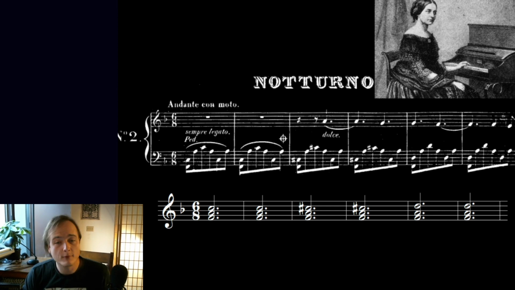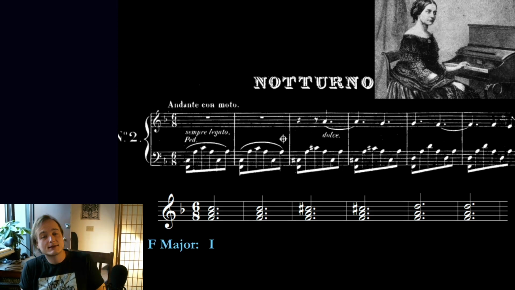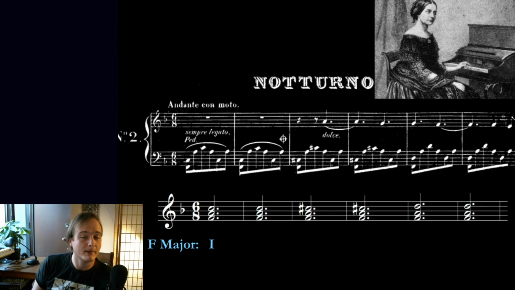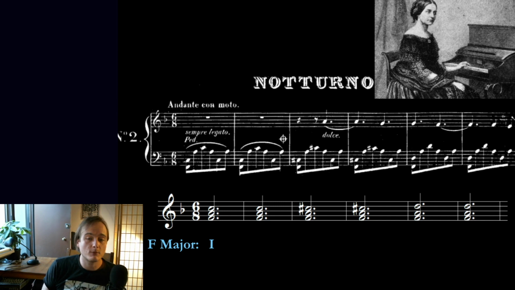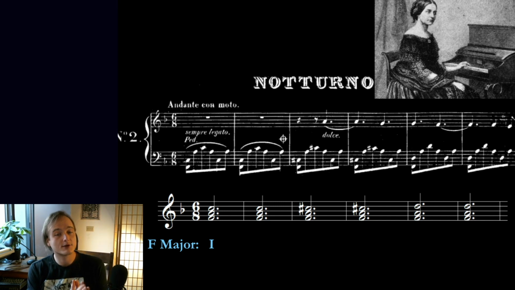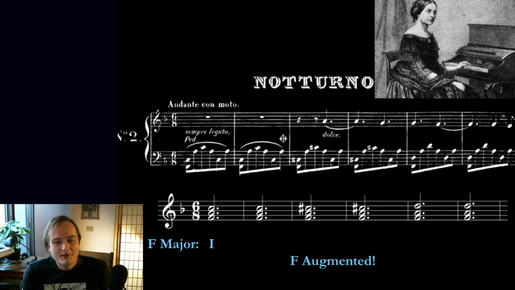Now, if we want to apply Roman numerals to this, we'll recognize that this piece has the key signature of F major and begins with an F major chord with F in the bass. That's a very good sign that we're in F major. Let's analyze it as though we're in F major. Then we'll get these chords. So the first 2 chords are just I. That's the I chord.